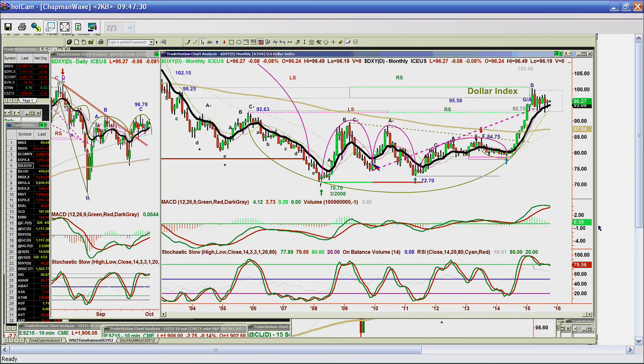We call it a bowl formation. And it broke out and it just screamed up. And now what we're looking at is the dollar has the same kind of pattern. And the stochastics are under 80% in the monthly, but the MACD is still holding very well. Nine period moving average is at 95.